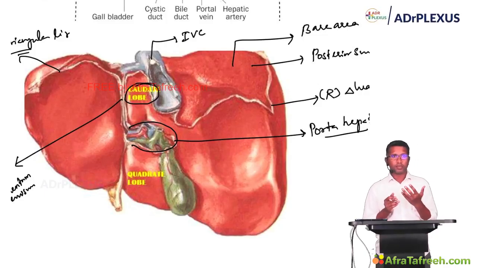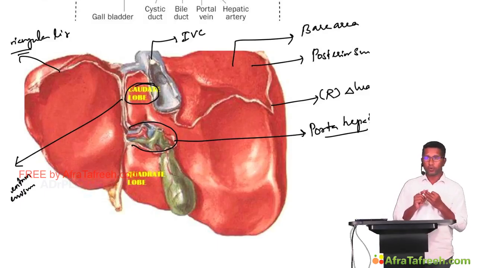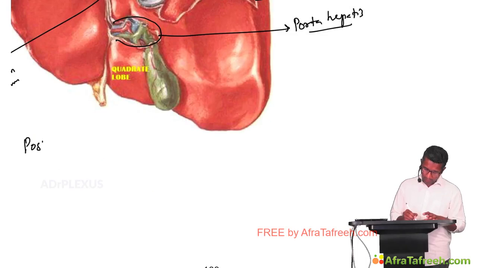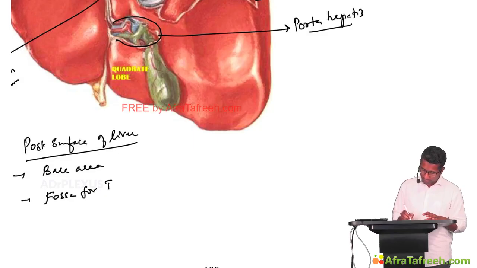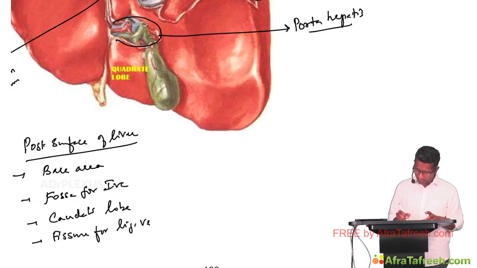So in the posterior surface of the liver, you get the caudate lobe, the fissure for ligamentum venosum, the fossa for gallbladder, and the bare area. What are the things you see in the posterior surface of the liver? I can get the bare area, I can get the fossa for IVC, and I can get the caudate lobe here. Just medial to the caudate lobe, I get a fissure, and this fissure is called the fissure for ligamentum venosum.